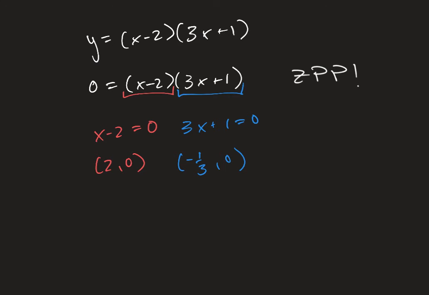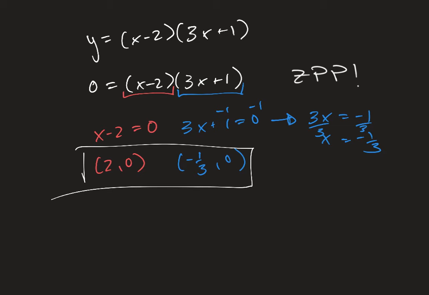I skipped a bit of a step in there. Basically what I just did was 3x equals -1 by subtracting 1 on both sides, and then x equals -1/3 by dividing by 3 on both sides. So these are our two x-intercepts of this quadratic. These are called x-intercepts. They're called roots as well, or zeros. Sometimes people call them solutions.